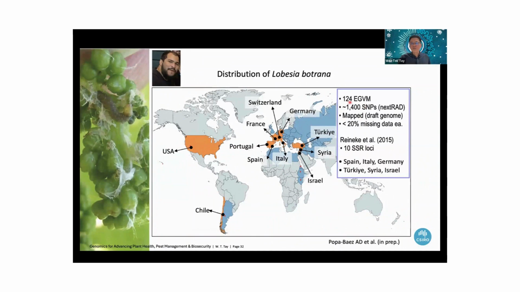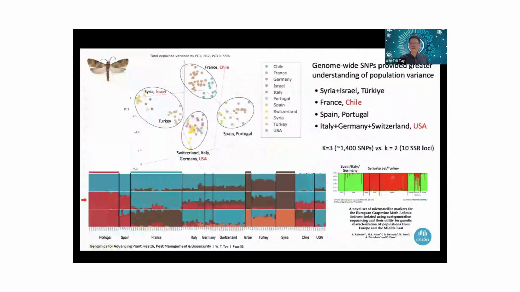We generated around 1,400 SNP markers, so genome markers, and we're going to compare that with a study by Reinecke from Germany, Renee's work, that looked at 10 microsatellite loci, where they looked at Spain, Italy, Germany, Turkey, Israel, and Syria populations as well. When we analyzed the populations, we saw that the population split into 4.